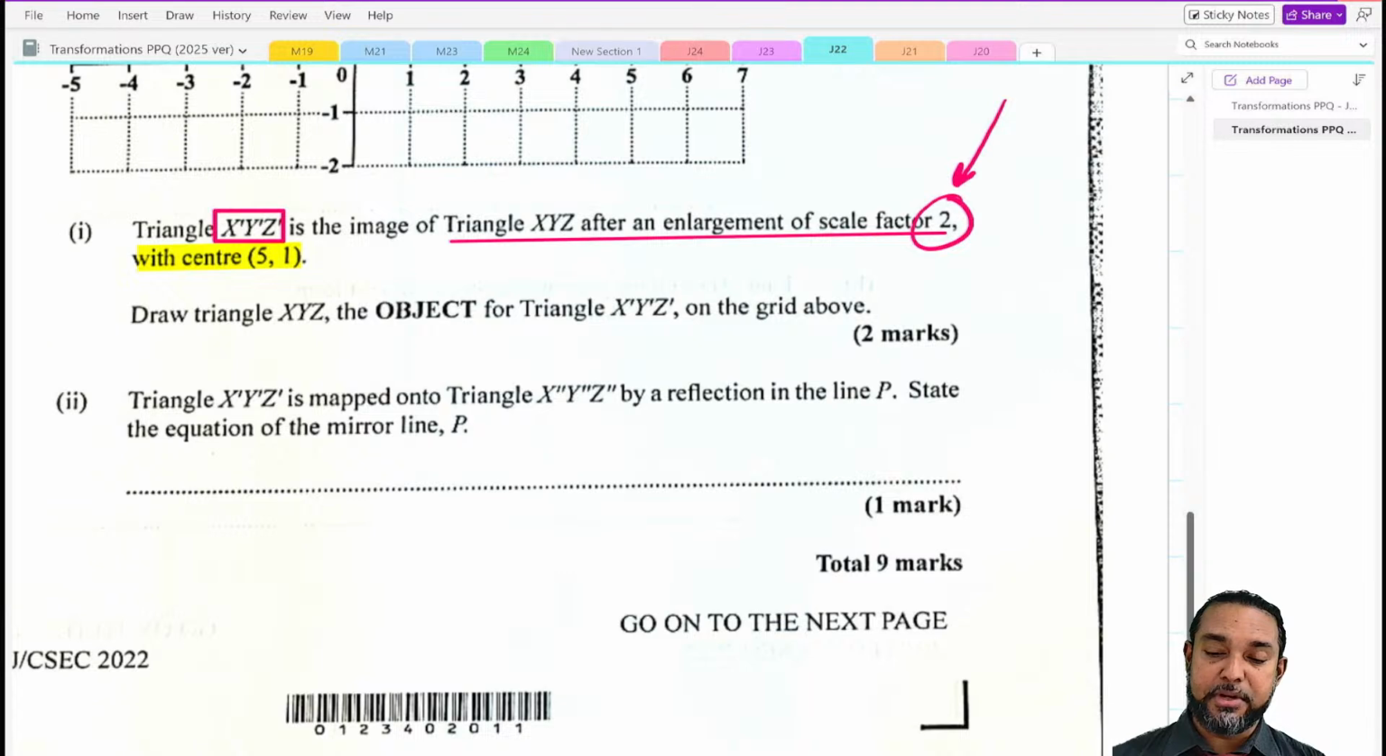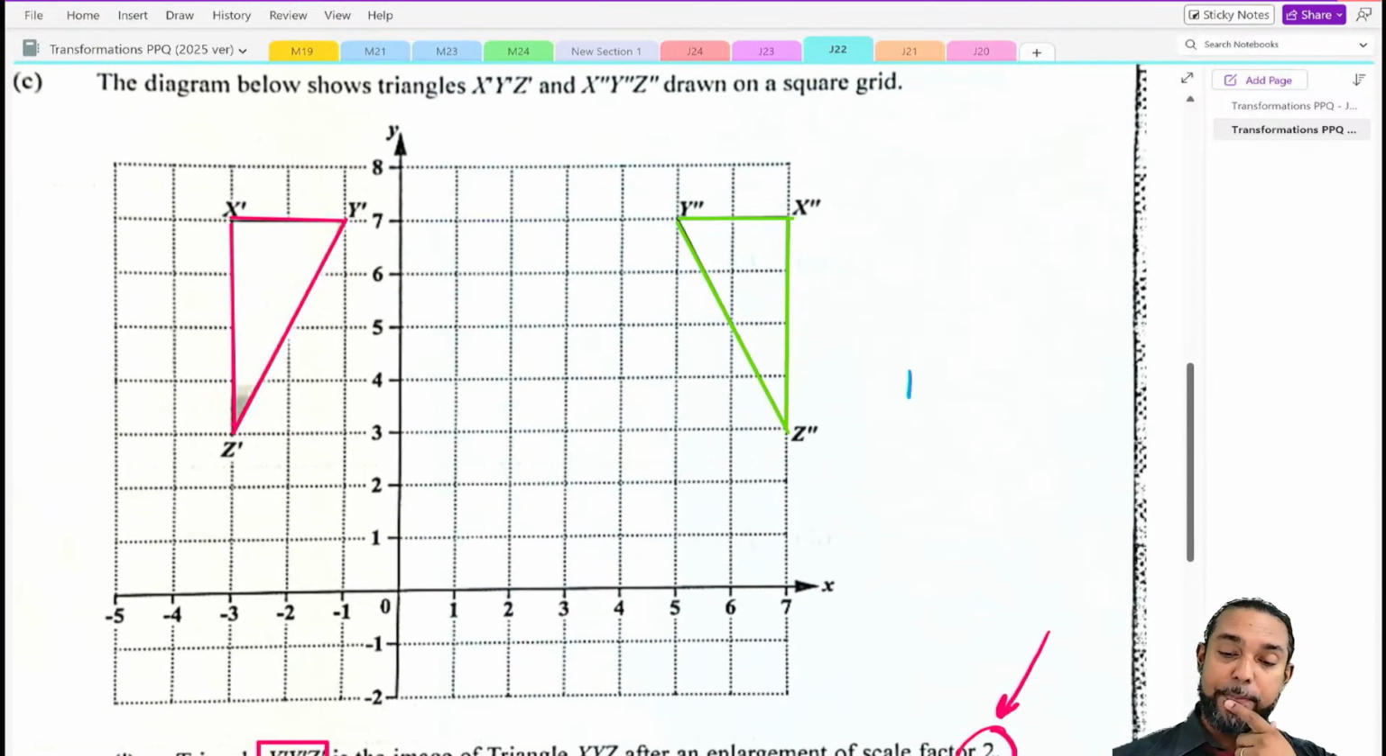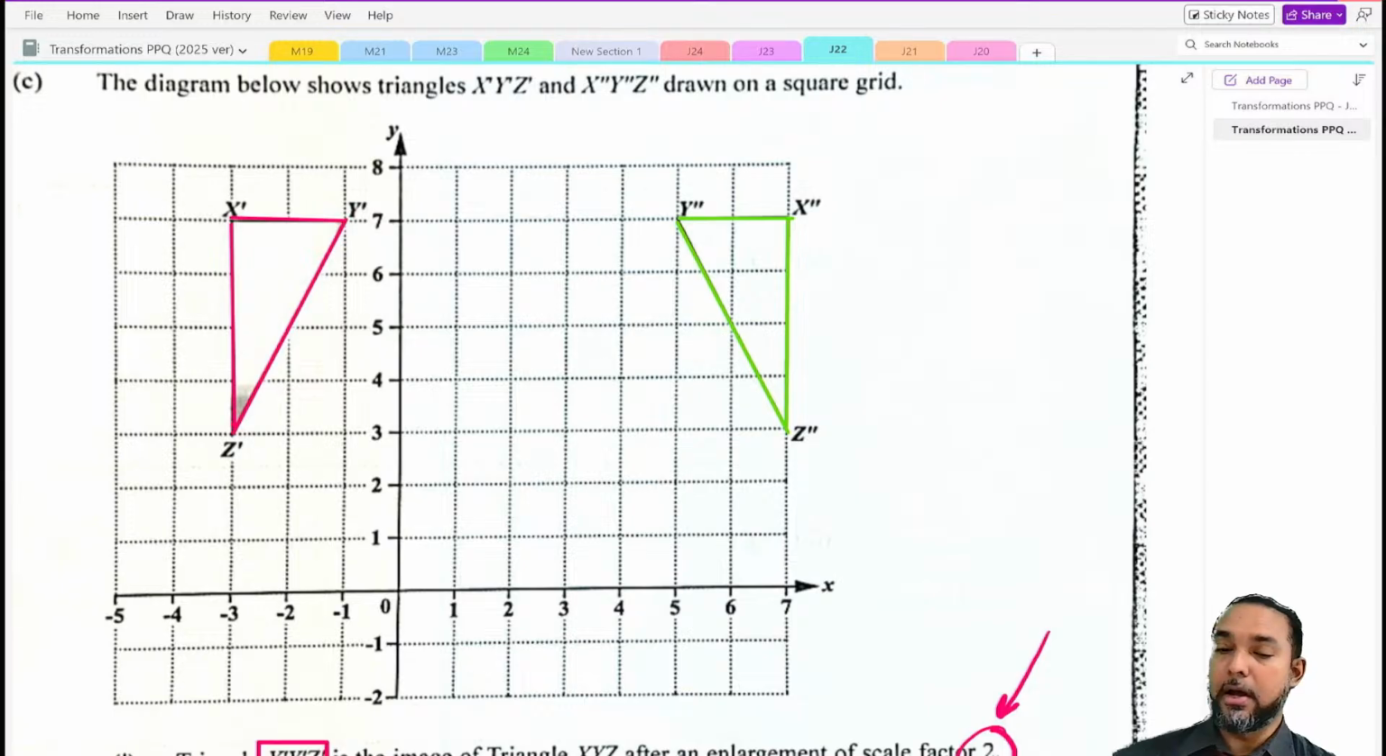So the pink is mapped onto the green by reflection in line P. State the equation of mirror line P. So they're saying that to go from pink to green, you reflect it. How do we find the mirror line?